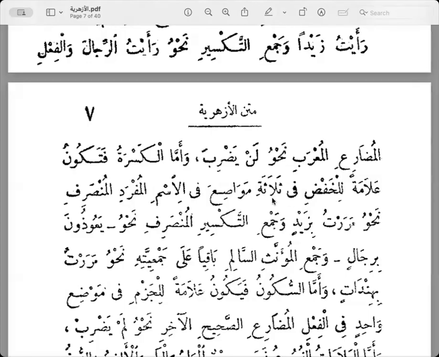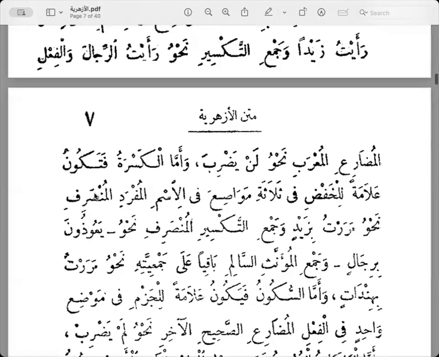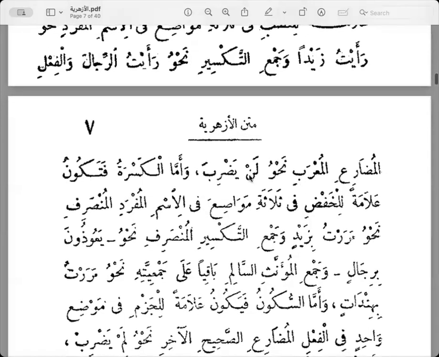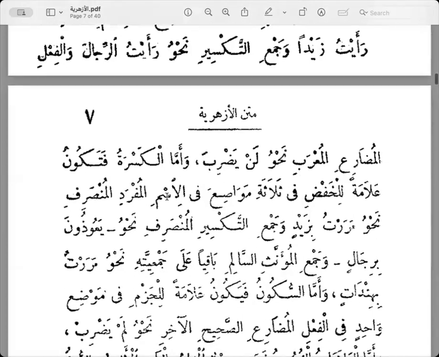فتكون علامة للخفض في 3 مواضع. في الاسم المفرد نحو المنصرف. Okay, we did this, sorry. عرف المضارع نحو لن يضرب. وأما الكسرة فتكون علامة للخفض للجار في 3 مواضع: في الاسم المفرد المنصرف, the normal اسم مفرد, right? So before, we could throw in Hind, Fatimatu. Now we can't throw in Fatimatu, because here you say في الاسم المفرد المنصرف, that's منصرف and not غير منصرف, my apologies.